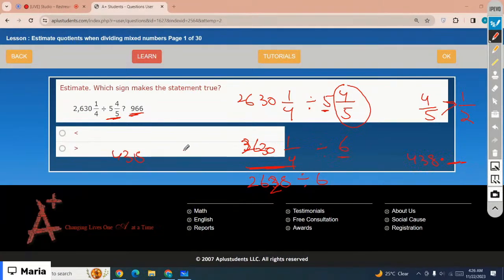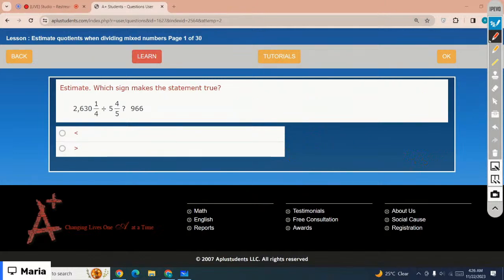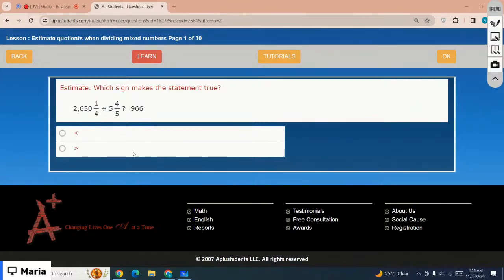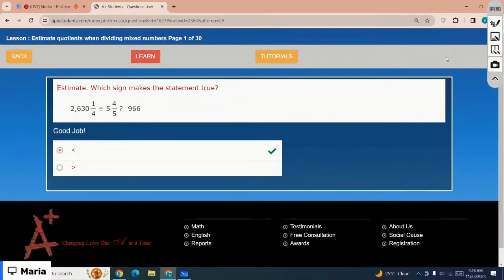You have to compare it to 966. So 438 is less than 966. So the correct option is less than, right? That means first you have to estimate the divisor, round the divisor, you can say. Then you have to estimate the dividend also to the number that can be easily divided, right? So that is less than 966.